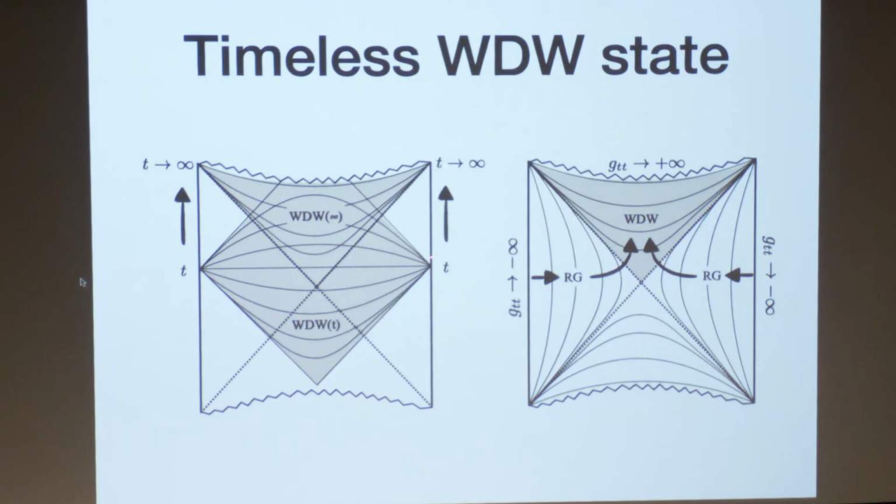And so that was this picture. If I have the boundary and I have a slice that goes across like this, then there's a causal patch that's sometimes called the Wheeler-DeWitt patch. And this patch is a function of time, right?